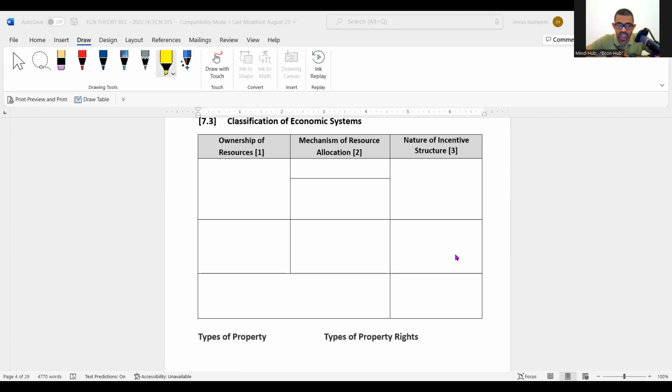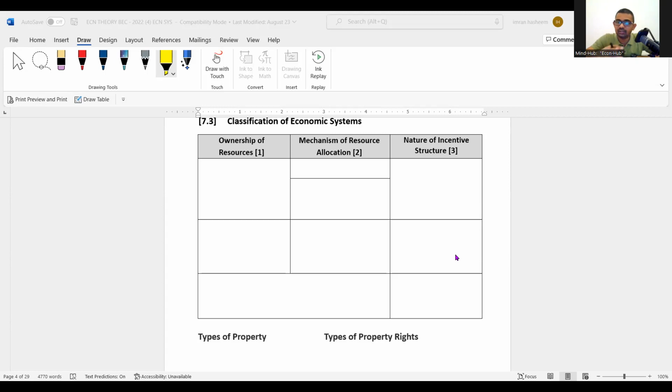One, we say that if the method of solving basic economic problems is mainly based on traditions and generational things, a cultural framework, a traditional framework, we say traditional economic system. If the mechanism of resource allocation is based on the market or the price mechanism, we say market economic system. The mechanism is price mechanism. The economic system is called market economic system.